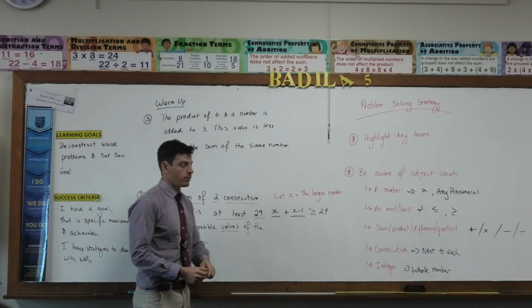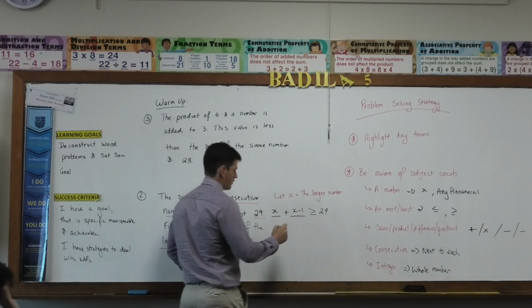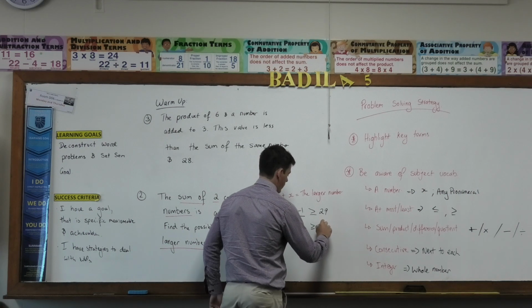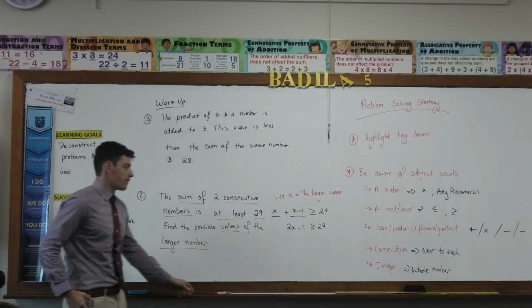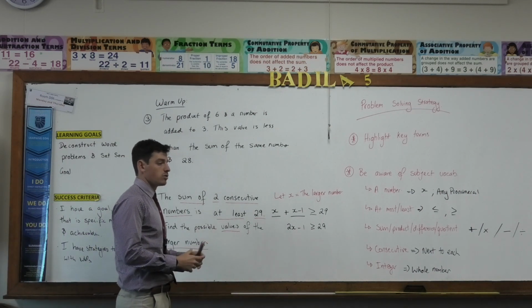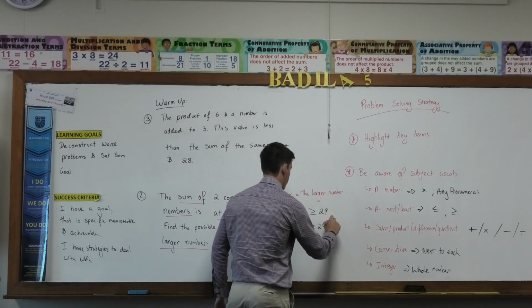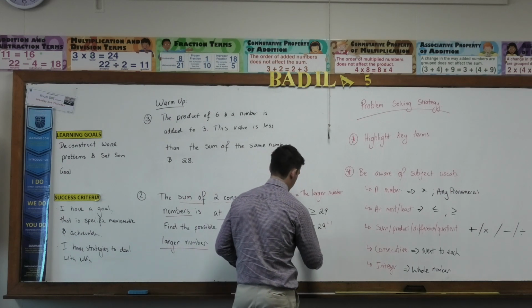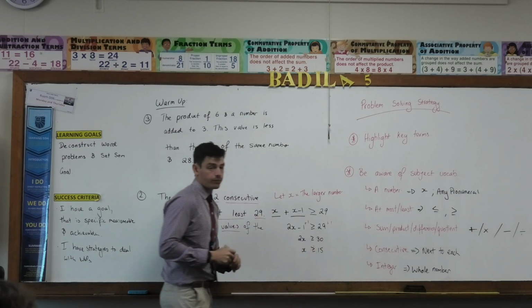Cool. So here I get x plus x minus 1, which is 2x minus 1, is at least 29. I rearrange, so what do I attack first? The minus 1 or the times 2? The minus 1. How do I undo it? Plus 1. I get 2x is greater than or equal to 30. x is greater than or equal to 15.